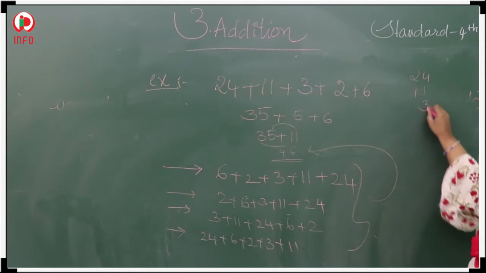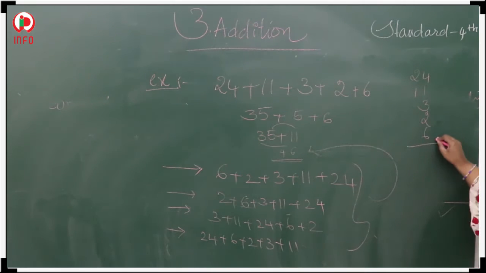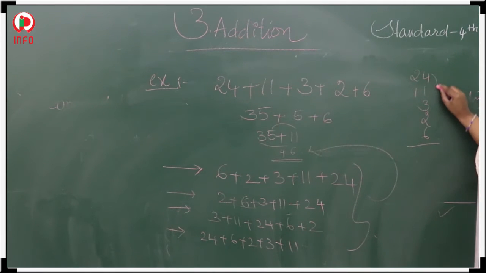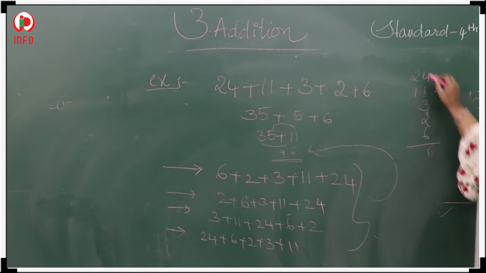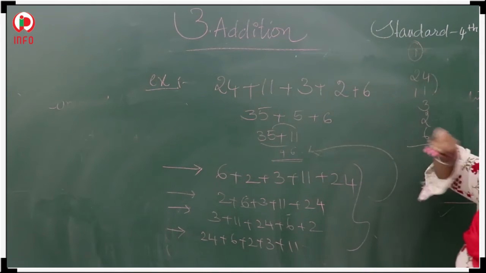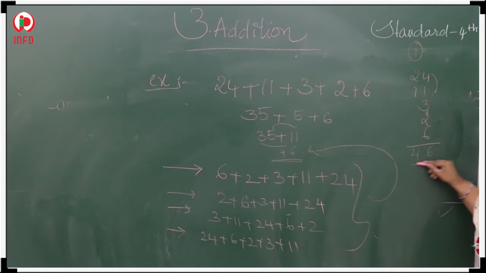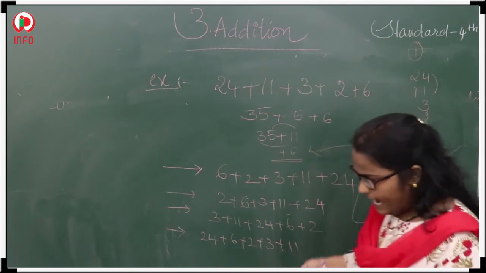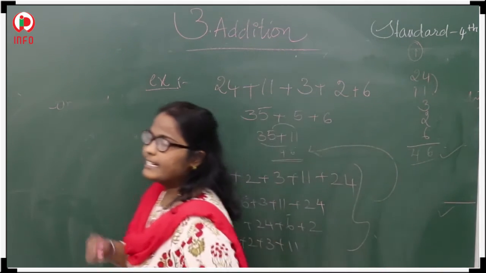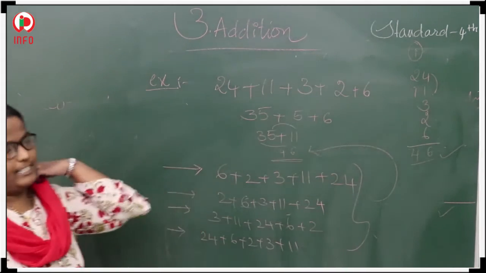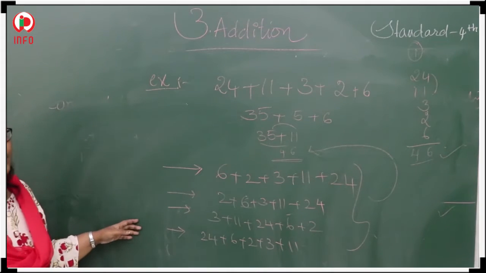If you are not perfect with such types of additions, I'll show you: 4 plus 1, 5, 6, 7, 8, 9, 10, 16. 1 carry. 2 plus 1, 3, 3 plus 1, 4. 46. So this is the addition; you can add the same number in different types of ways. Okay children, hope you understood this concept?